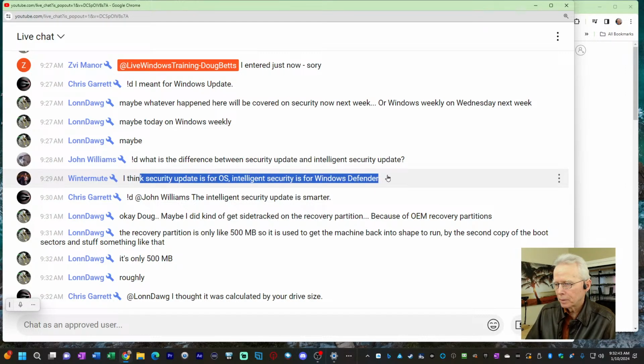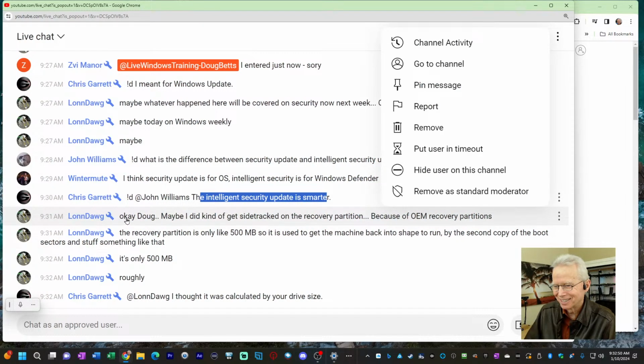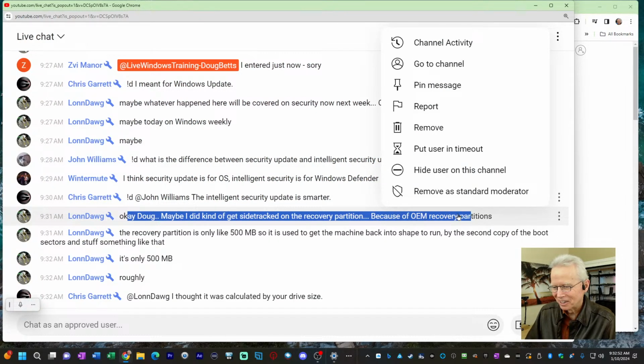Wintermute says, I think security update is for operating system intelligence. Yeah, exactly. That's exactly my impression of it. It's smarter.